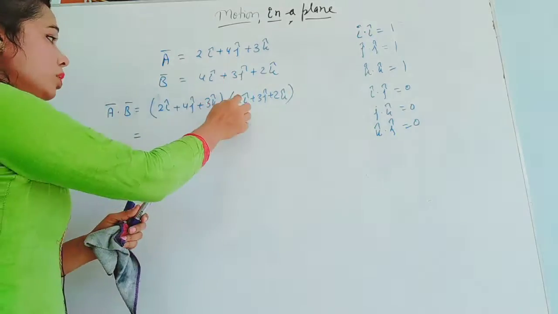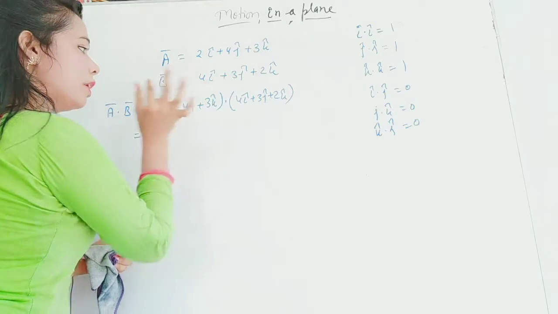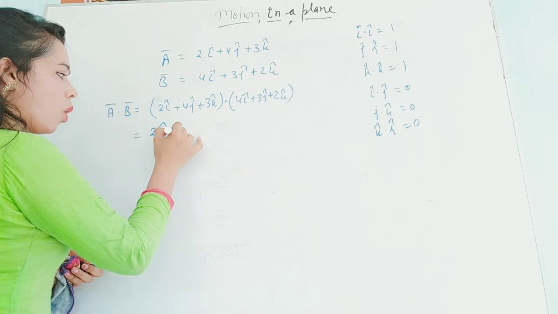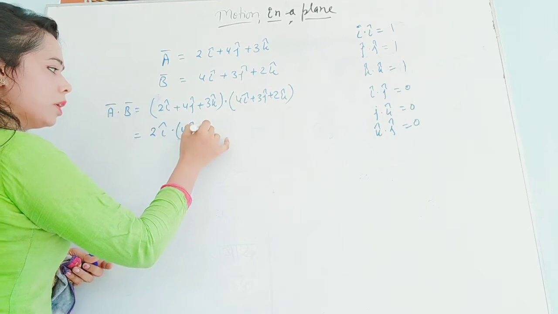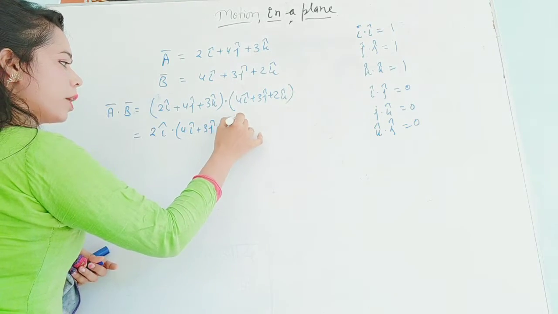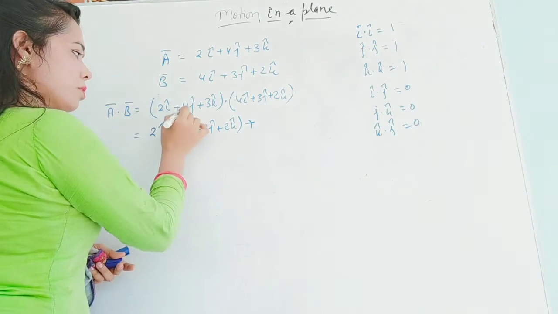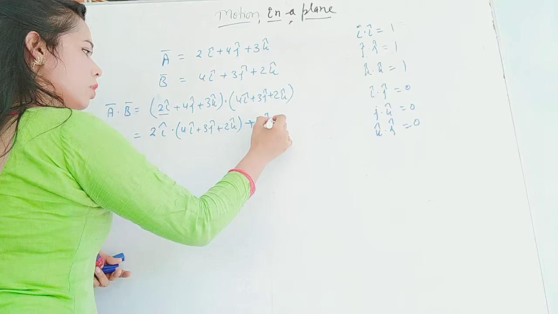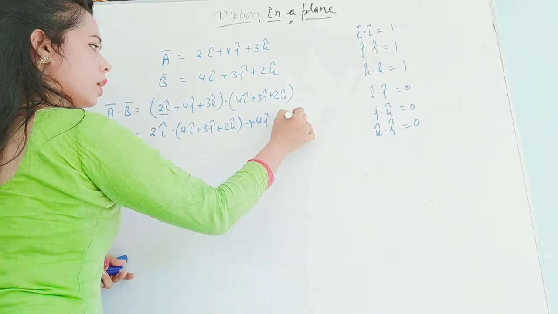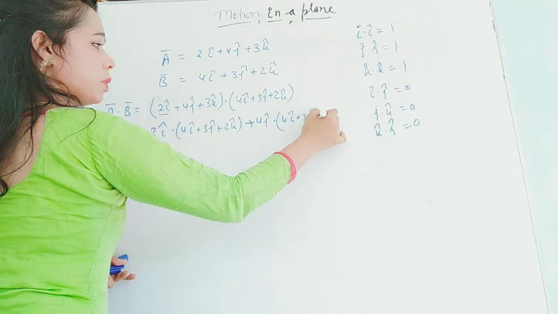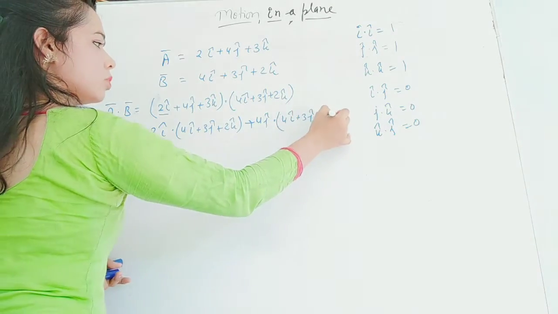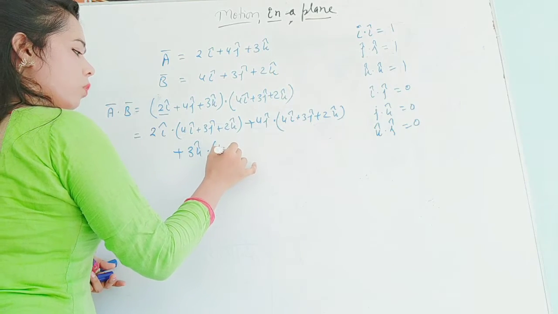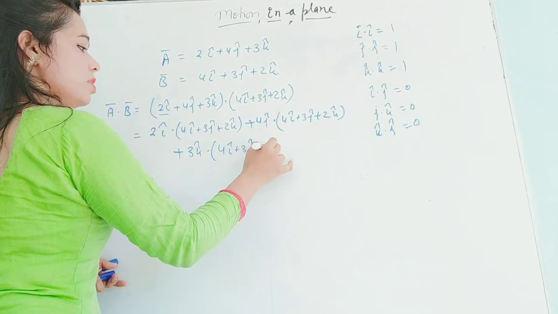Now see, first of all I will find the dot product of this term with all these terms, so you can easily find it. 2i dot 4i plus 3j plus 2k, then plus 4j dot 4i plus 3j plus 2k, then plus 3k dot 4i plus 3j plus 2k. It is simple multiplication; I have opened the bracket and am multiplying.